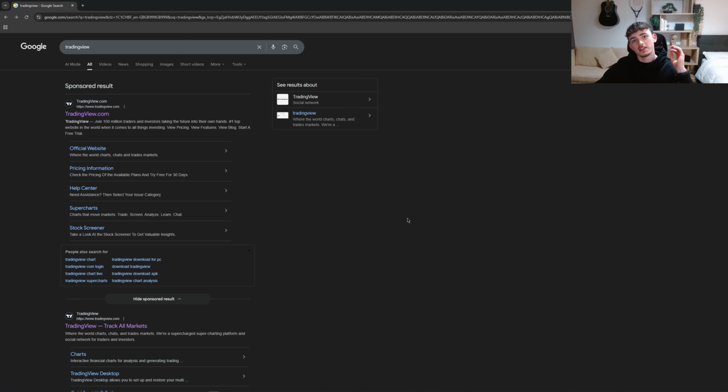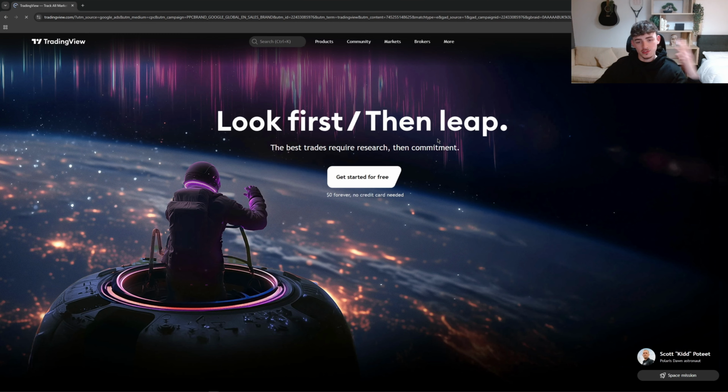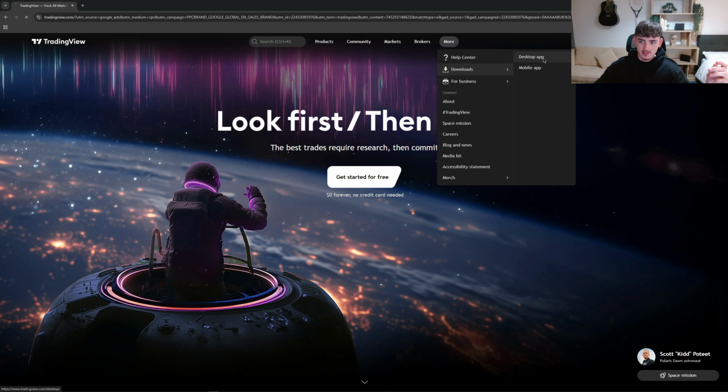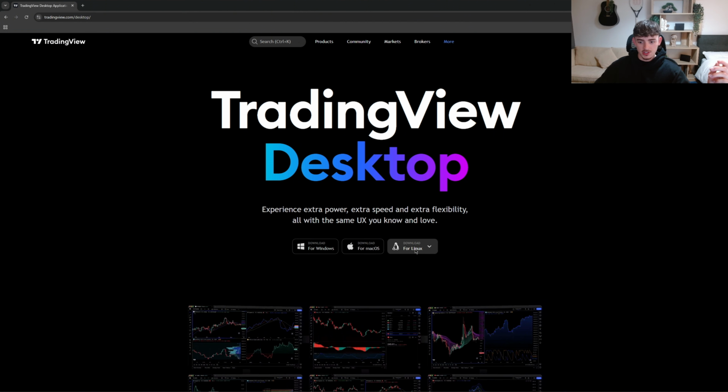First of all, guys, you need to understand what TradingView is. Now, TradingView is where you'll see the chart and basically place your trades. So you need to download this, and for this, we need to go over to More, Downloads, Desktop app, and then choose whichever one you would need.